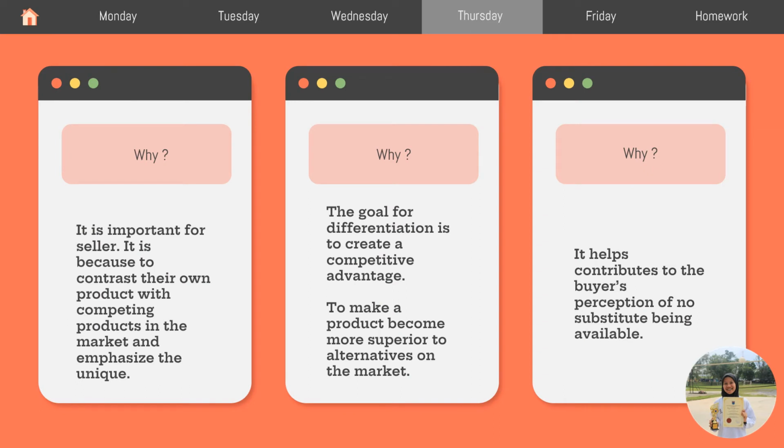Is differentiation important? The answer is yes. Differentiation is important for business companies. Differentiation also helps the seller to contrast its own product with competing products in the market and emphasize the unique. The goal of product differentiation is to create a competitive advantage and to make your product superior to alternatives on the market. It's so important, it contributes to the buyer's perception of no substitute being available.